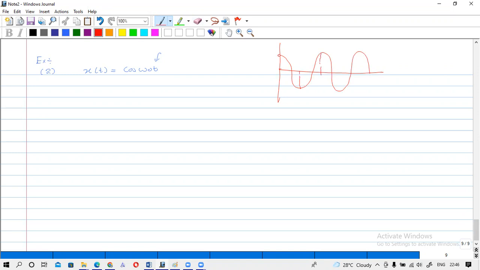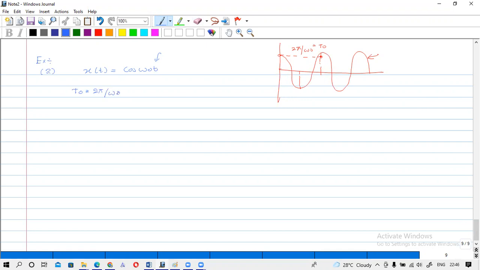From here to here, it is one period. So that period is 2 by omega naught, let's say it is T naught. So this is a repetitive signal, a periodic signal, and we know the period also. The period is T naught, which is 2 by omega naught.